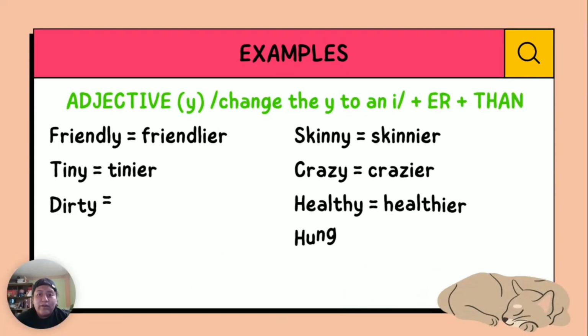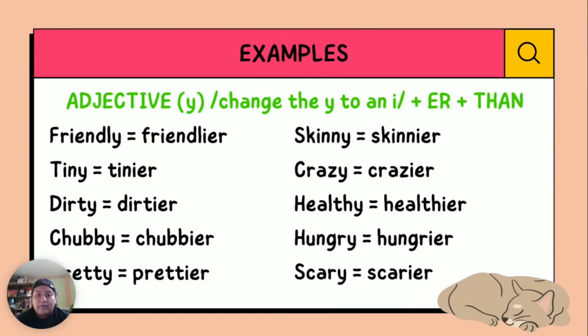Here we have more examples. Friendly, friendlier. Tiny, tinier. Dirty, dirtier. Chubby, chubbier. Pretty, prettier. Skinny, skinnier. Crazy, crazier. Healthy, healthier. Hungry, hungrier. Scary, scarier.